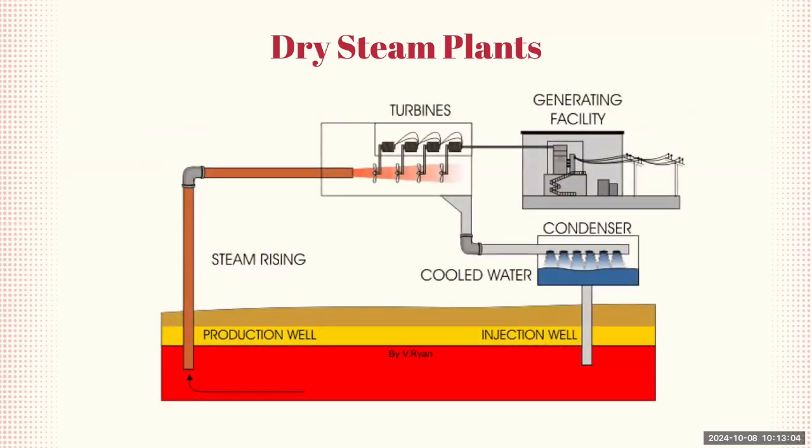So this diagram shows the basic layout of a dry steam plant. Steam rises naturally from a production well deep underground and is piped directly to a turbine. As the steam flows through the turbine, it spins and generates electricity in the generating facility. After the steam is used, it passes through a condenser, where it cools and turns back into water. The cooled water is then re-injected into the ground through an injection well, maintaining the cycle and ensuring the reservoir is sustainable.